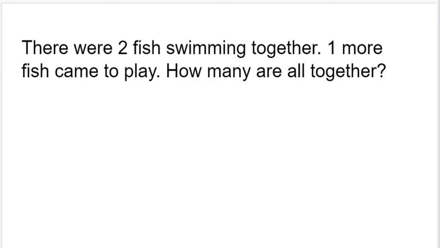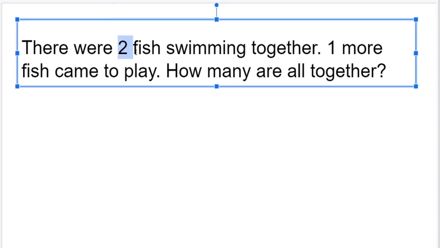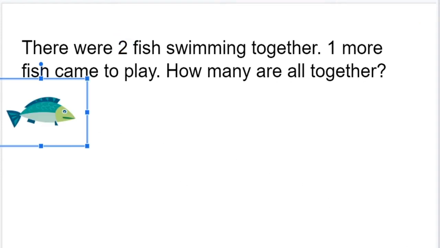All right, so let's take a look at this little example we have here. The problem says there were 2 fish swimming together. 1 more fish came to play. How many are all together? So this is just like the bear problems we did the other day, except we don't have bears. So we're going to use pictures instead. So it says 2 fish. So I'm going to get 2 fish. 1, 2. 2 fish were swimming together.